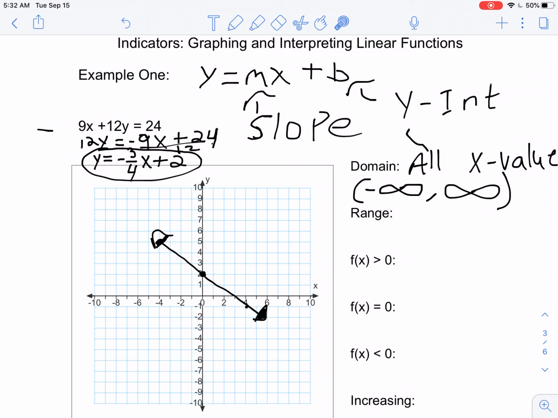We're going to find that our range is very similar here as well, for the same reason. We know that this line goes on forever in both directions. So no matter what y value we get, we're going to hit them all, because the line's going to go on forever in both directions. So the range will be the same as the domain. It will be from negative infinity to infinity.